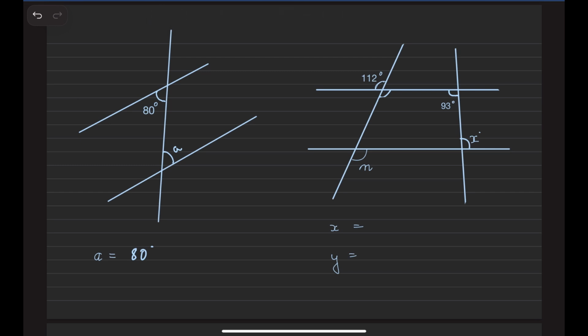Okay, over here now again, what do you have to find? The value of X and Y. Where is X? Okay, one X is here, and oh, there's no Y, it is M.